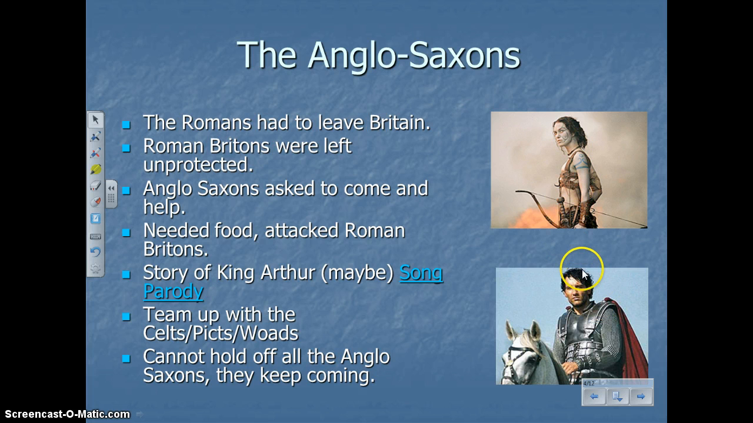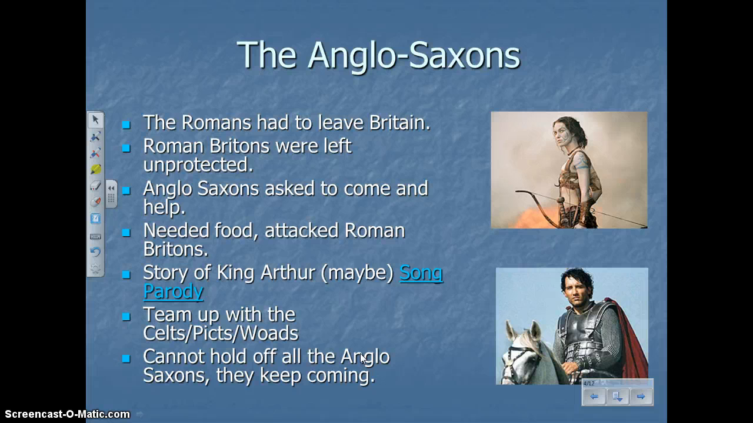So what they do is they actually invite these Saxons over. They say, hey, will you come over and help us defend our island against these guys? And when the Saxons come, they come for a little bit, but they don't leave. They want food, so they keep coming, and they start attacking and attacking and attacking. So in King Arthur, the movie, these Celts and Picts and Woads are going to team up with the Roman Britons to fight these Saxons, but the Saxons just keep coming, and they can't hold them off. So that's why the Saxons eventually are going to take over Great Britain.